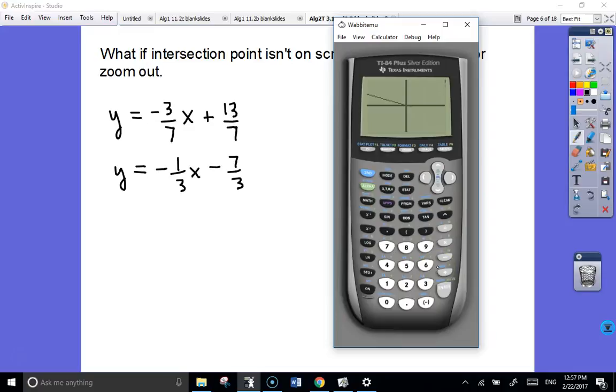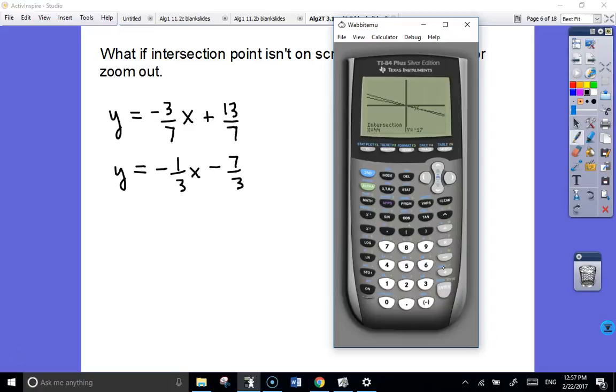Now I'm really out in space, looking down on this. And now it pretty clearly looks like there's an intersection point in there somewhere. So go ahead, second trace 5, enter, enter, enter. And it should find the point. Looks like it's 44, negative 17. 44, negative 17. Is everybody able to see that?